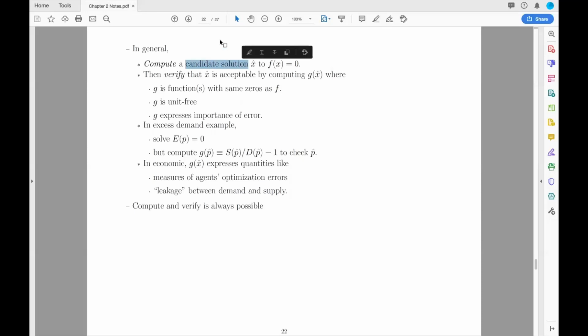It's a candidate. It's a possible solution, x hat. And then you verify that x hat is acceptable approximation to the solution by computing some other, perhaps other function, g, such that g has the same zeros as f. G is now unit free, and g also represents the importance of the error.